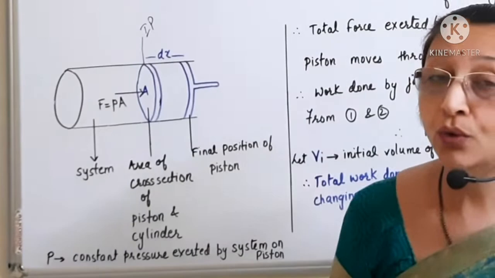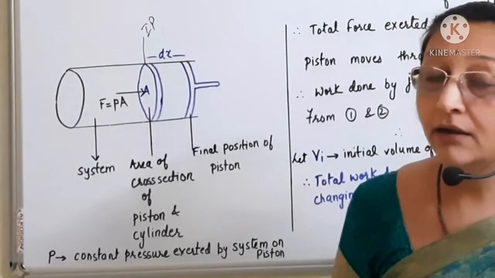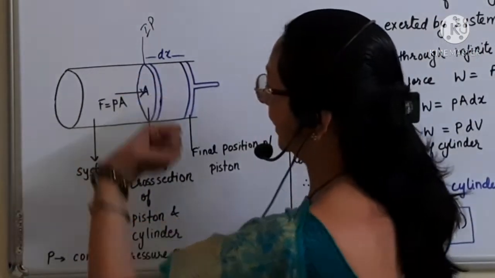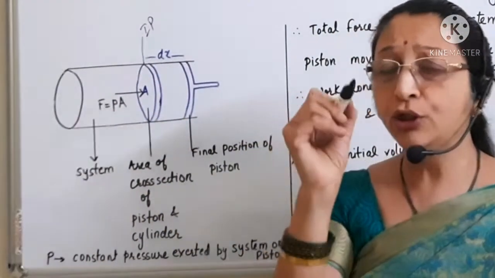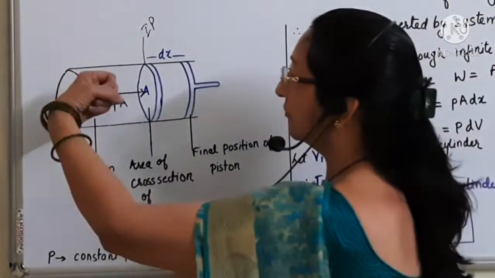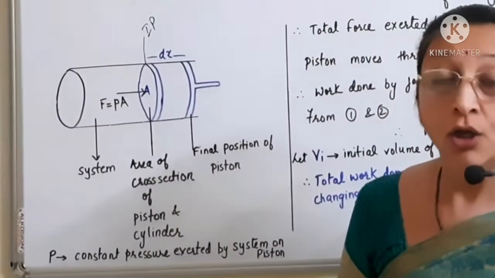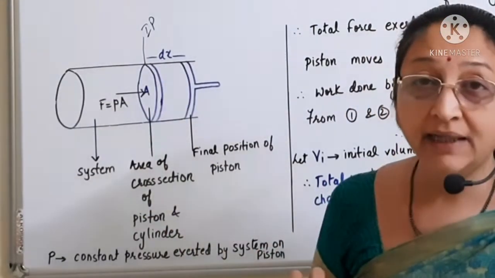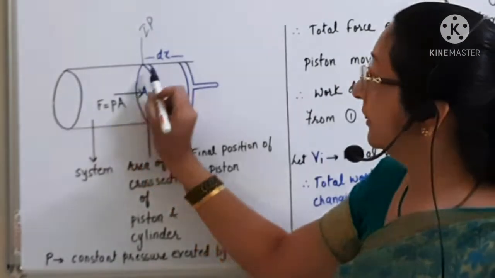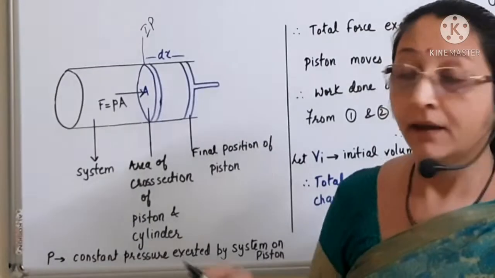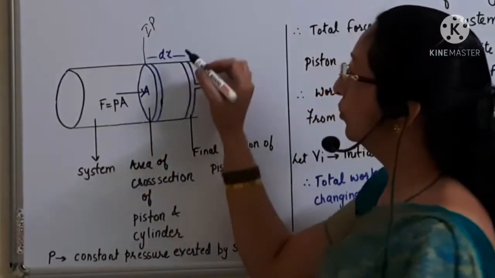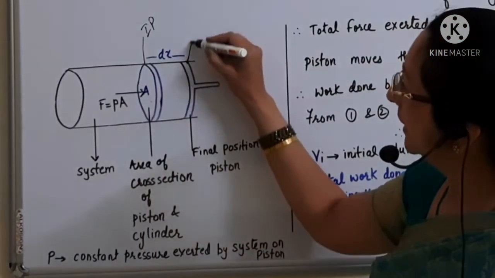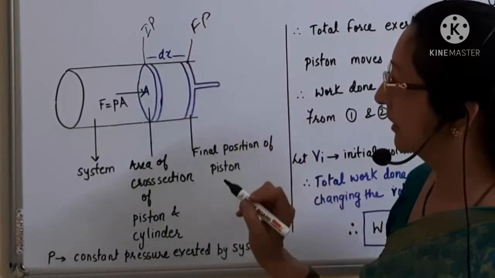Now, due to the pressure exerted by the system on the piston, all the atoms and molecules here are exerting pressure on the piston. So, due to the pressure exerted by the gas on the piston, the piston has moved through a very small distance dx. This is the initial position of the piston, and this is the final position of the piston.